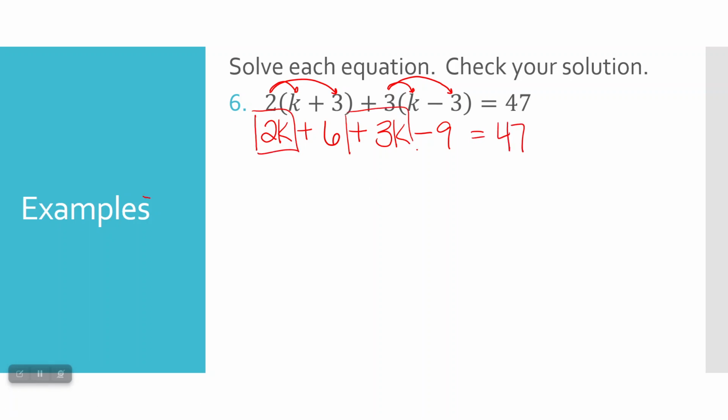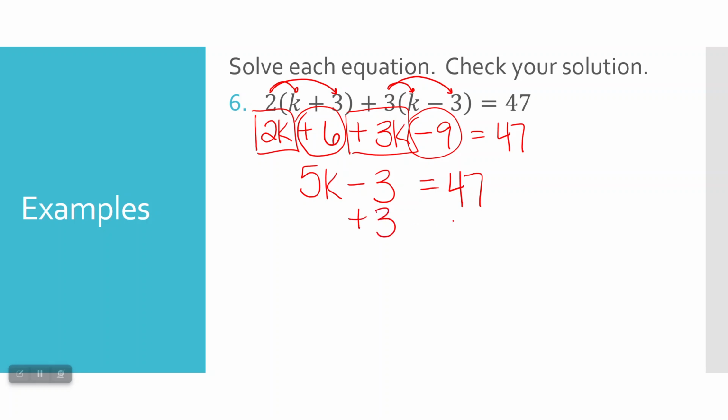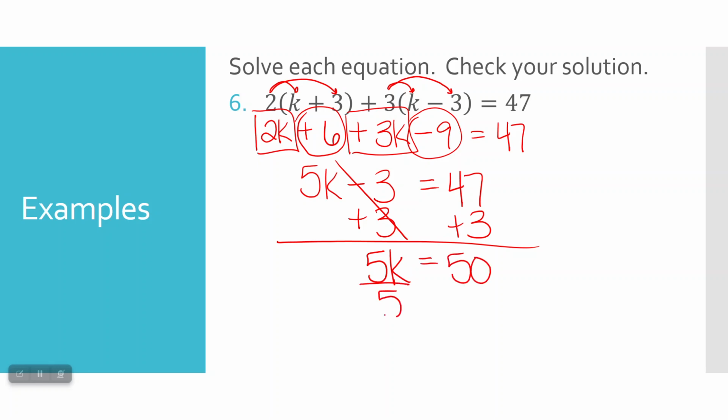Here I have 2k and 3k. When I combine those together, I get 5k. Positive 6 minus 9, that is a -3. So you'll see me write that subtraction sign. And it equals 47. This two-step equation, we're going to add 3 to both sides. 5k equals 50. Dividing both sides by 5, we get k equals 10.